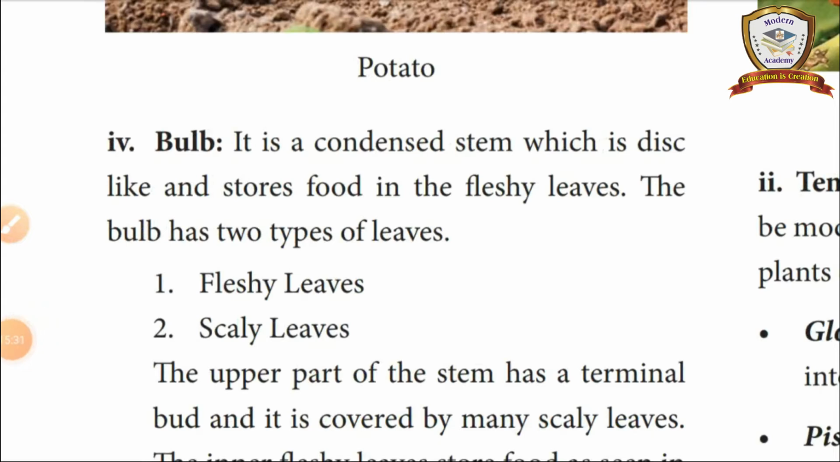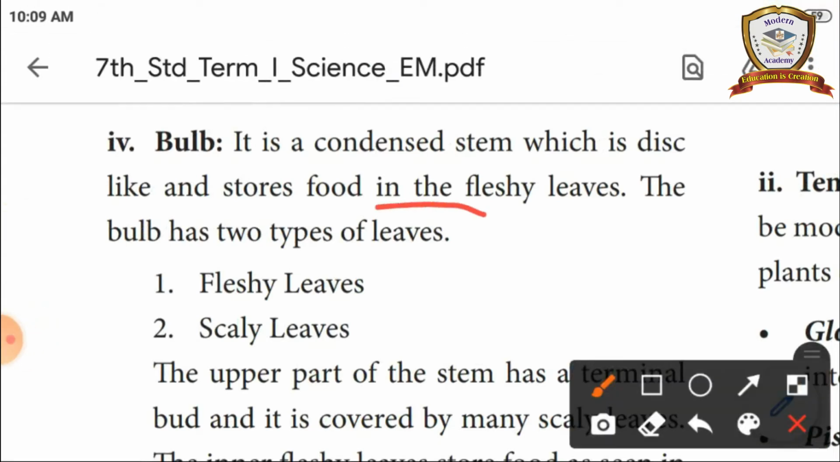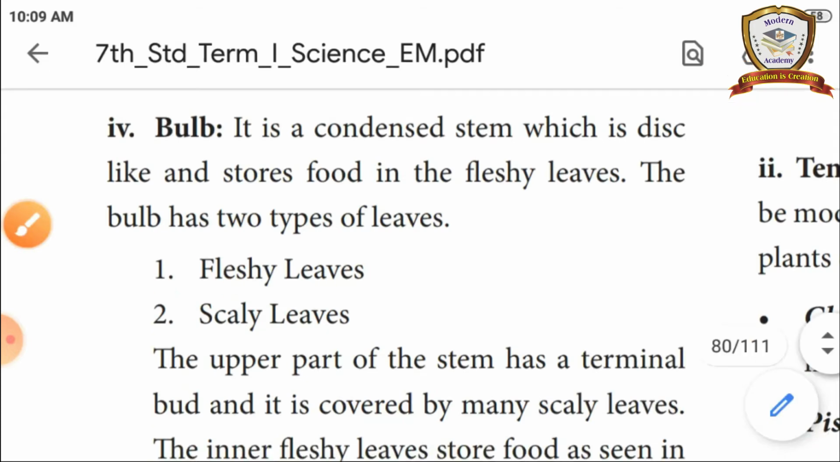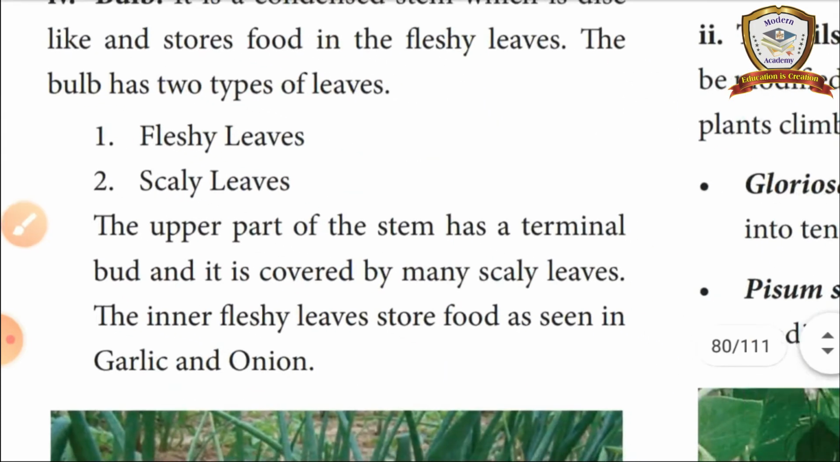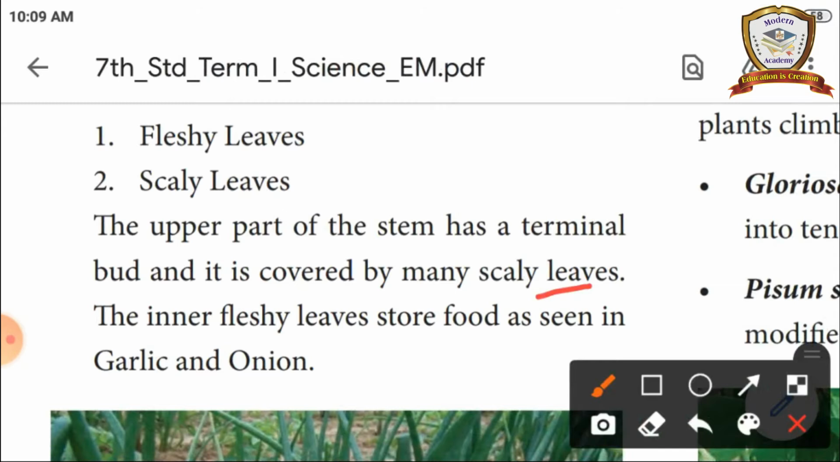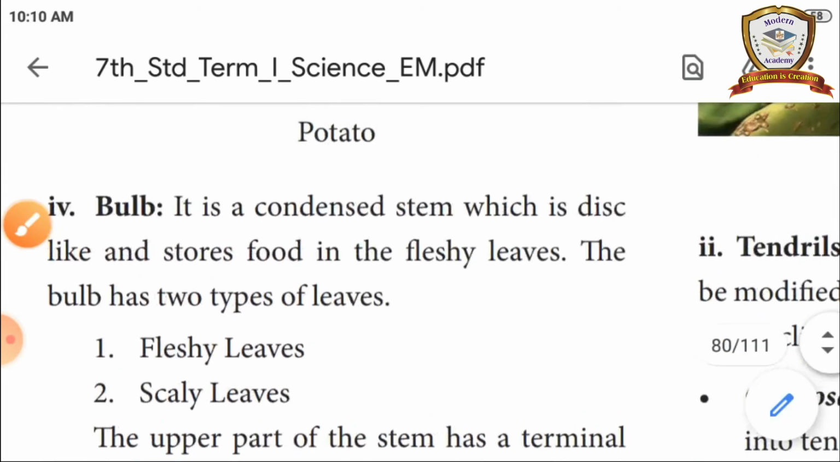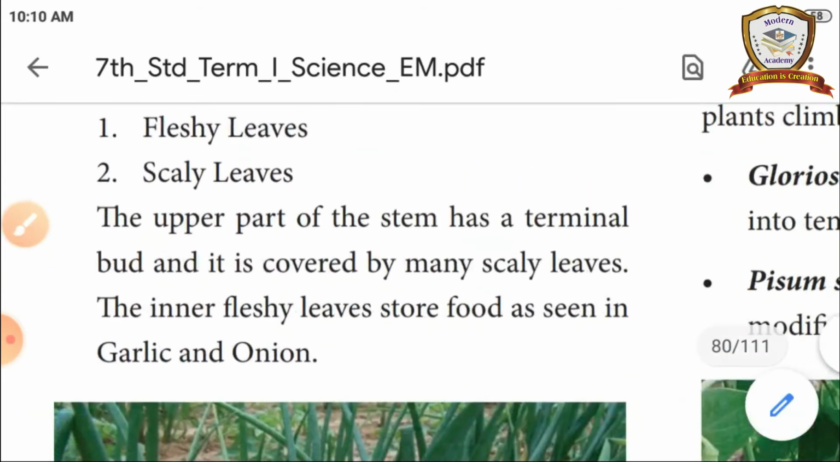Next one, bulb. It is a condensed stem which is disc-like and stores food in the fleshy leaves. The bulb has two types of leaves, fleshy leaves and scaly leaves. The upper part of the stem has a terminal bud and it is covered by many scaly leaves. The inner fleshy leaves store food, as seen in garlic and onion. So this is the type of bulb, and the leaves are fleshy and also scaly. These fleshy leaves are what is modified into onion or garlic.